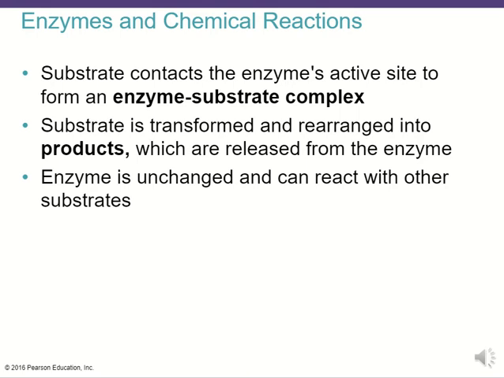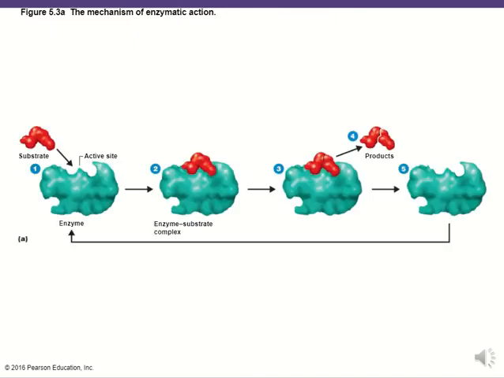Now, substrate makes contact with the enzyme's active site, the location where it will bind to the enzyme and form the complex. This substrate is then transformed and rearranged into the end material, or products, which are released from the enzyme, and then the enzyme is essentially unchanged and can react with more substrate, converting them to products.